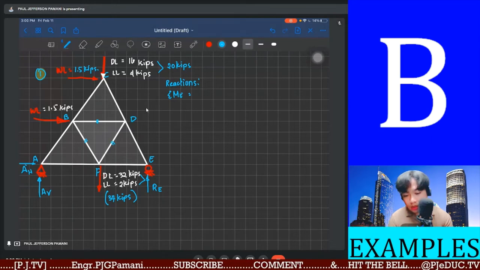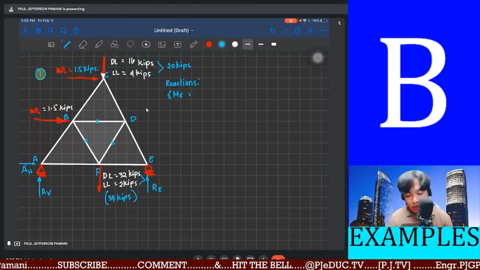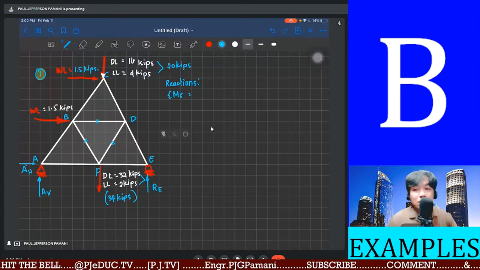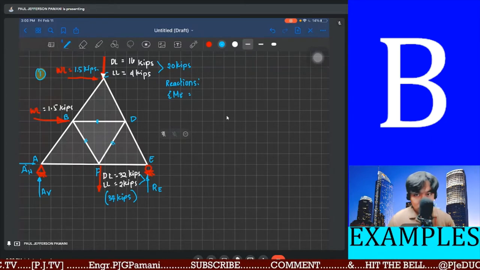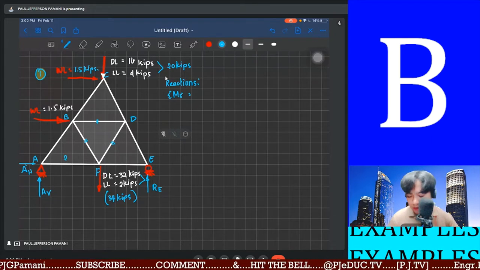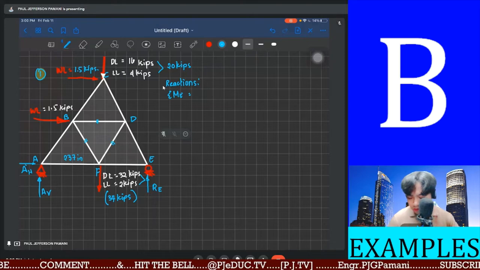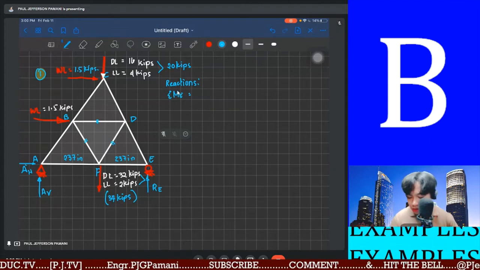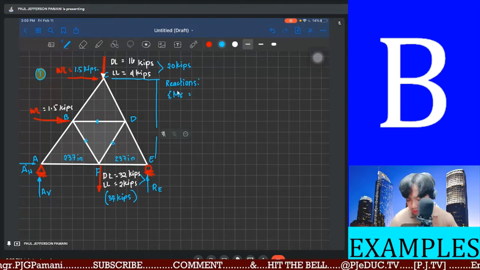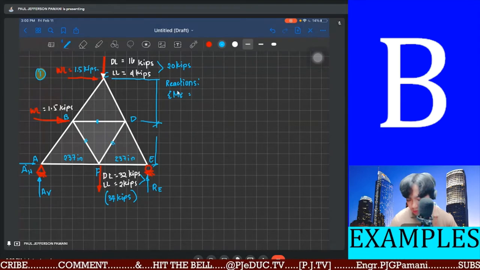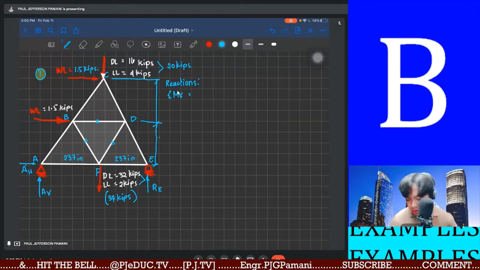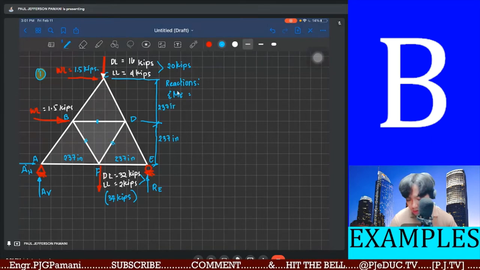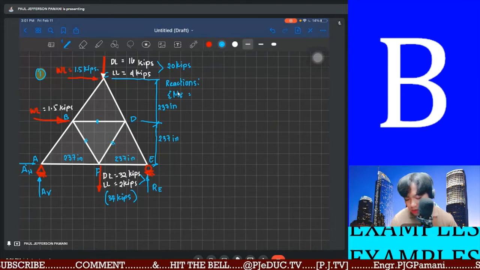6 times 3.28 times 12. We have 237 inches. One steel member has a maximum length of 6 meters. Convert that to inches, we have roughly 237 inch. Bottom members, 237 inch. Height of the truss, let's just say that is also 237 inch. Para kips per inch yung ating unit later on.